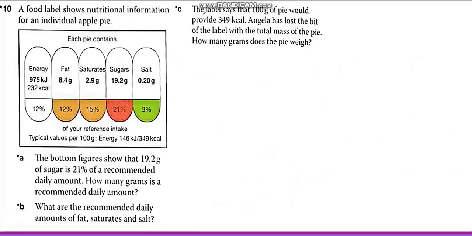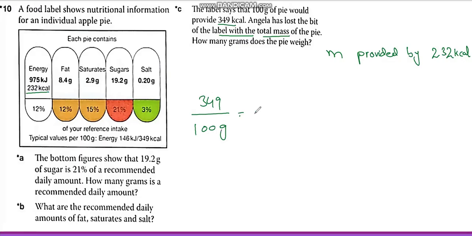In C part, it says the label says that 100 grams of pie would provide 349 kilocalories. Angela has lost the bit of the label with the total mass of pie. How many grams does the pie weigh? Here, actually, we want to find the total mass M provided by 232 kilocalories. So let's write the information that is given, that 349 kilocalories can be provided by 100 grams. Now we want to find what mass can provide 232 kilocalories.